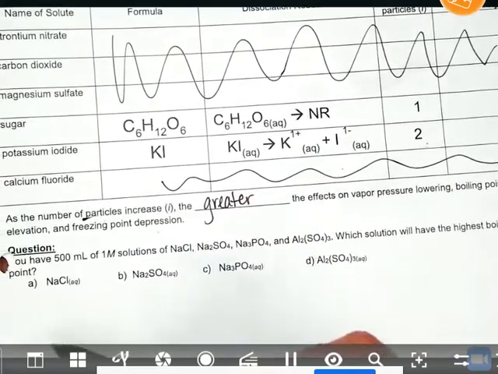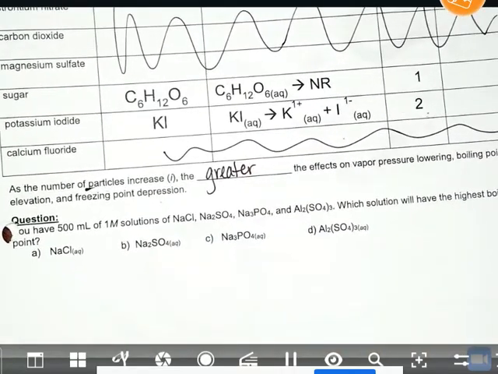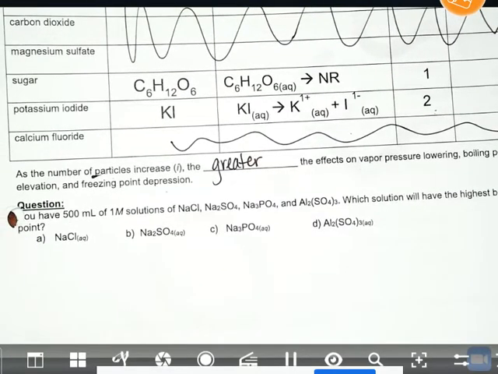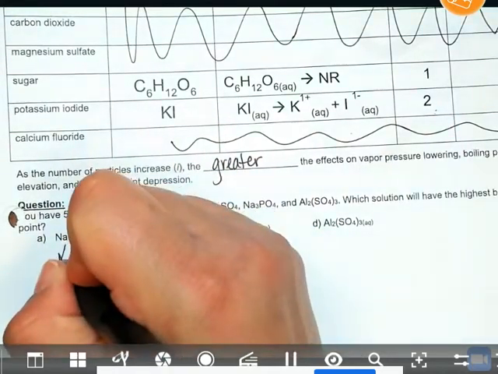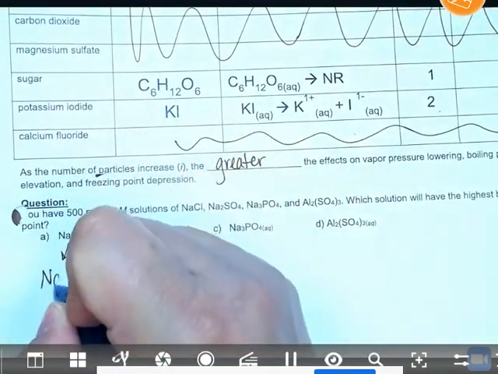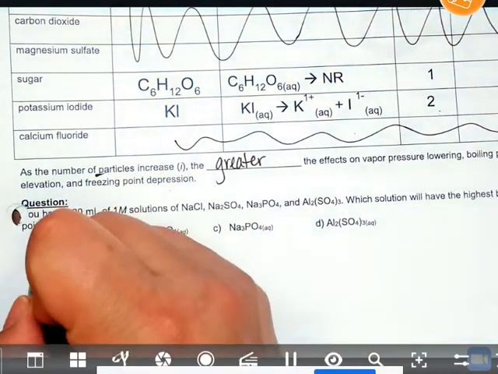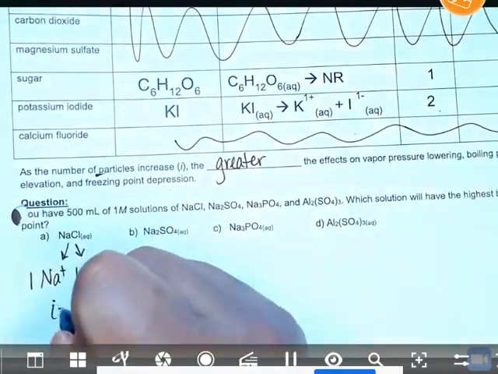So, question here: you have 500 milliliters of 1 molar solutions of NaCl, Na2SO4, Na3PO4, and Al2(SO4)3. Which solution would have the highest boiling point? So, you have to know what ions they separate into. This is Na plus, Cl minus. One particle here, one particle here. The i value is 2.